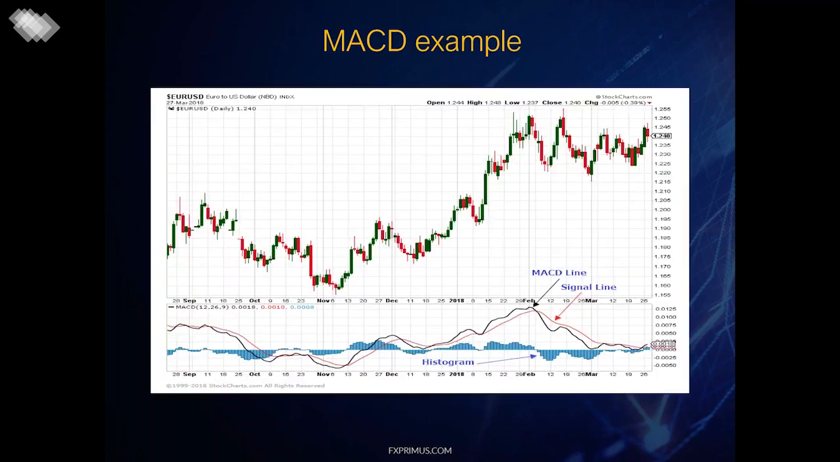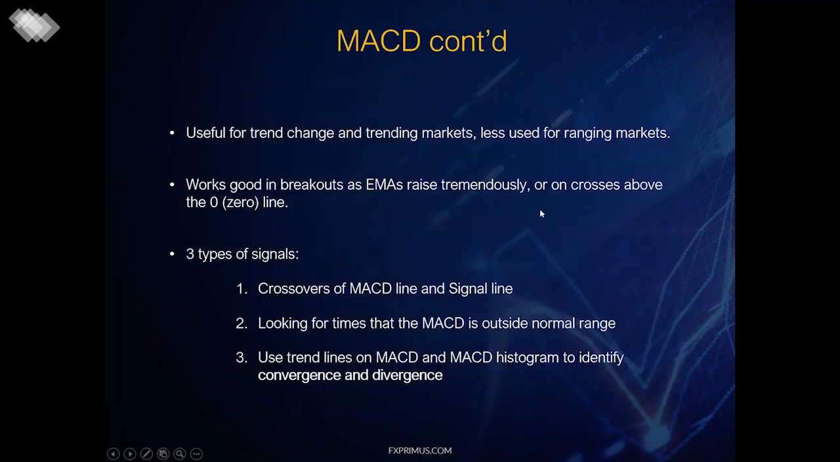Here's exactly what I said, on the chart. So these blue lines down here, this is the histogram. The MACD line is the blue line, and the signal line is the red line. When we see a crossover, of course, this can generate a signal. When we see the histogram change the level from zero up or down, that can also generate a signal. Combined with price action, it's a very good indicator. Combined with divergence and convergence, of course, this also becomes a very good signal.